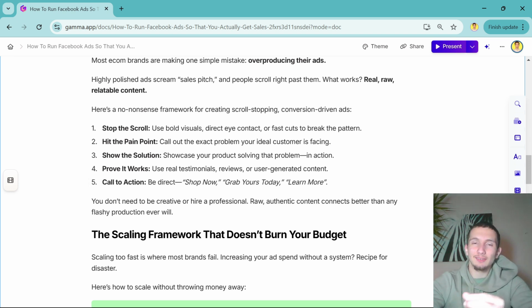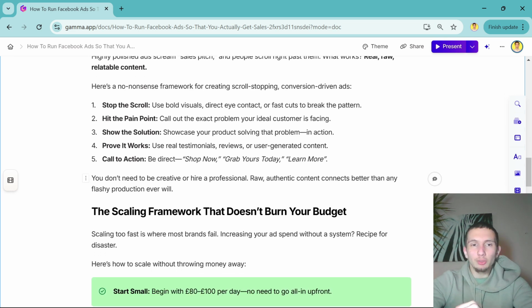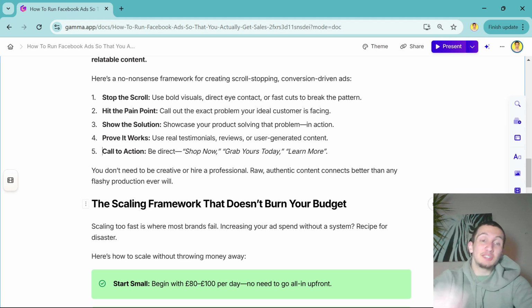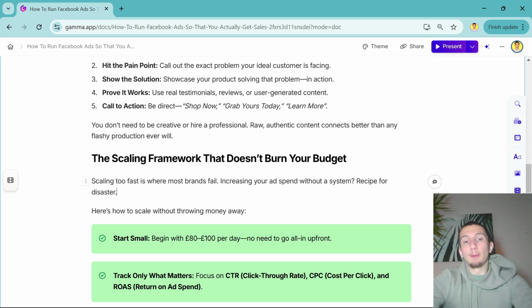Be direct. Okay? You don't need to be a creative or hire a professional. Raw, authentic content connects better than any flashy production ever will. This is the truth. And so now to move on to the scaling framework that doesn't burn your budget. Scaling too fast is where most brands fail. Increasing your ad spend without a system is a recipe for disaster.